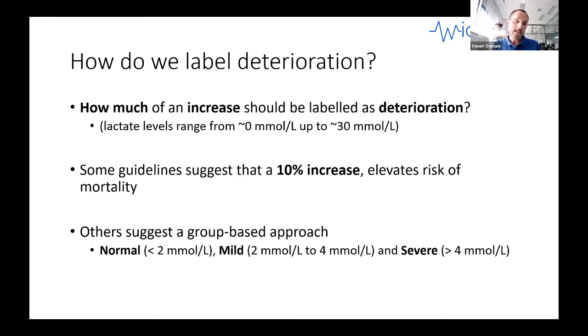Lactate levels range from around 0 up to 30 millimole per liter. We looked, of course, at the clinical guidelines, and we found that, for example, some guidelines suggest that a 10% increase in lactate levels elevates the risk of mortality. Some other guidelines suggested a group-based approach. So we group the patients: if the lactate is less than 2, we group them into a normal group; if it's mild, from 2 to 4; and severe, greater than 4.